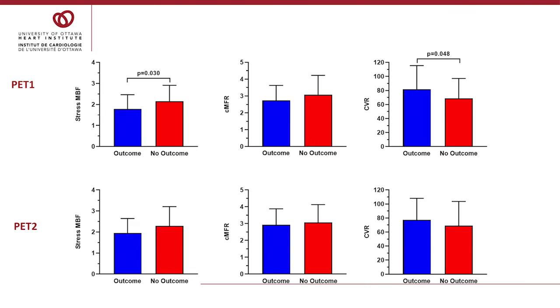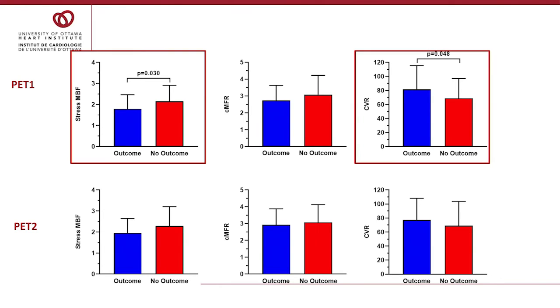If we looked at the same 3 parameters that I showed you for the diagnostic study, so stress flow, corrected myocardial flow reserve, and coronary vascular resistance, the first row represents the first PET scan, and the second row represents the second PET scan. For patients who experienced the composite outcome, they had a significantly reduced mean stress flow, as well as elevated coronary vascular resistance, but there was no difference in the other parameters examined.